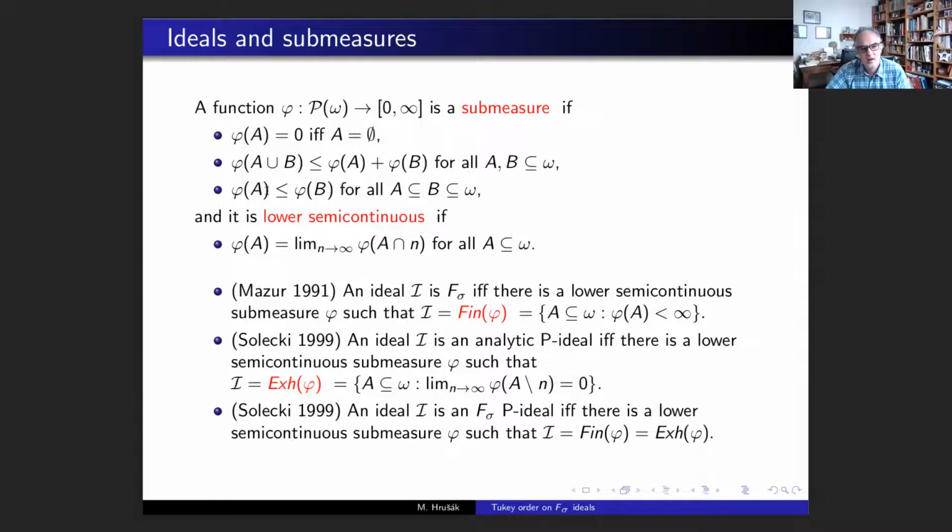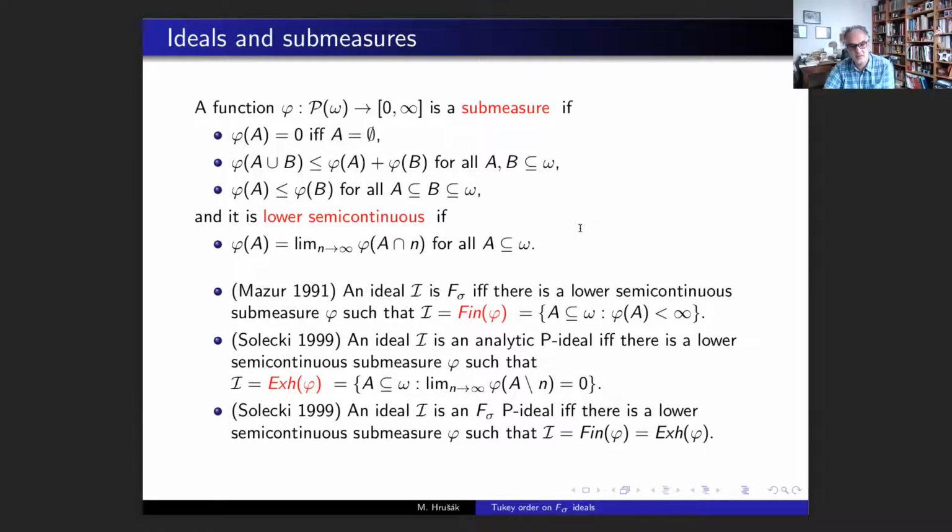So phi of A is less or equal than phi of B if A is contained in B. And it's lower semi-continuous if the submeasure of any set is approximated by its finite subsets, so if you wish, by its initial segments. We, I think, always assume that the submeasure doesn't take the value infinity on a finite set. So all of these values of the finite sets are not infinite.